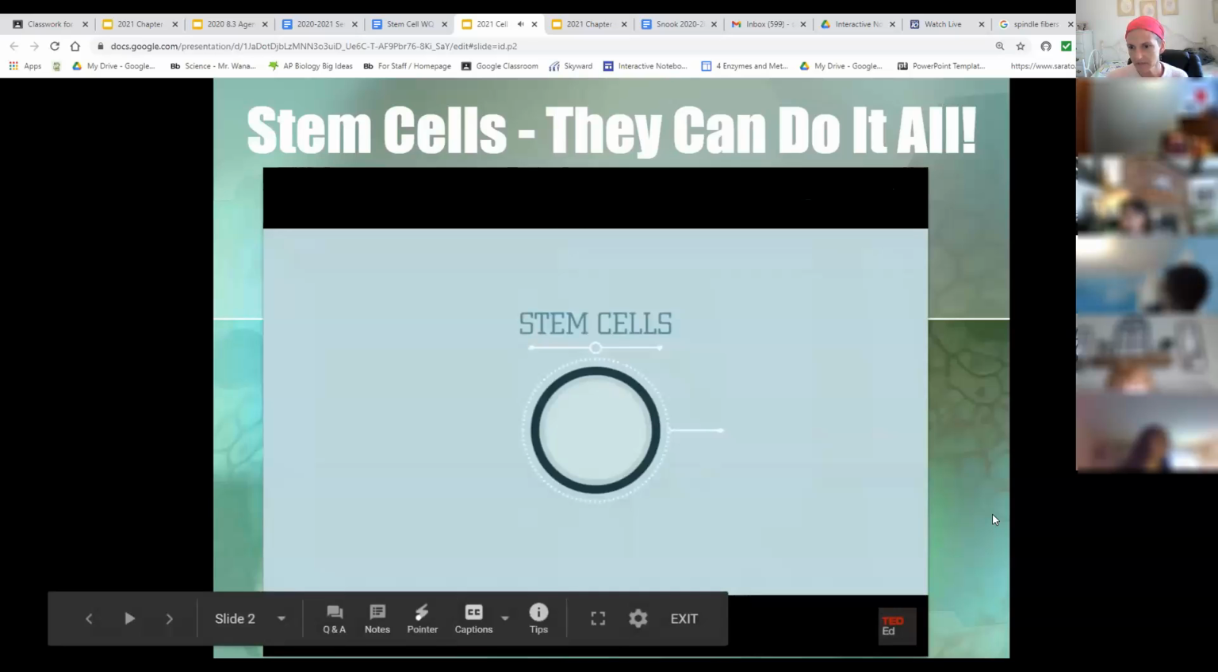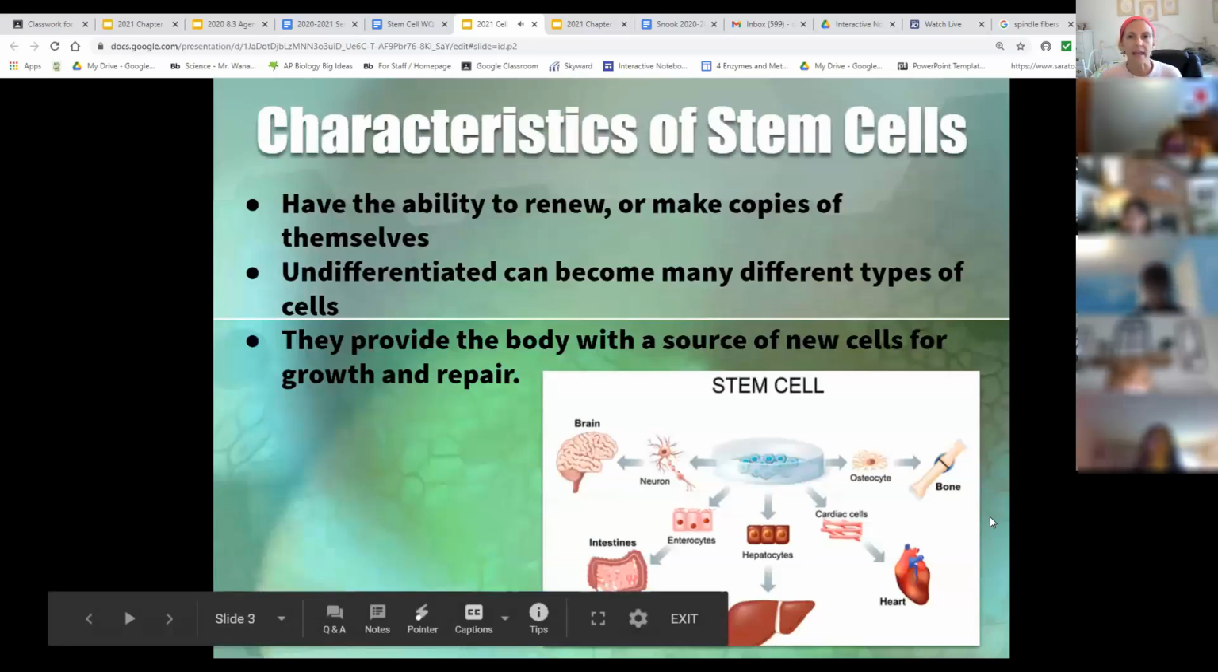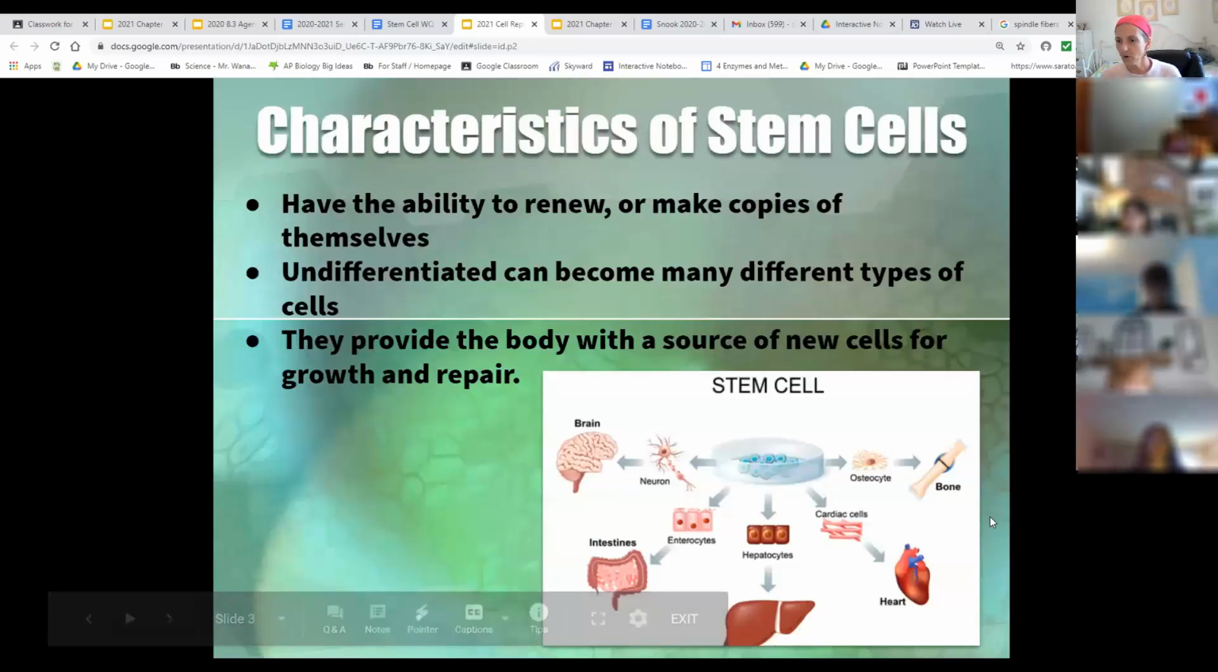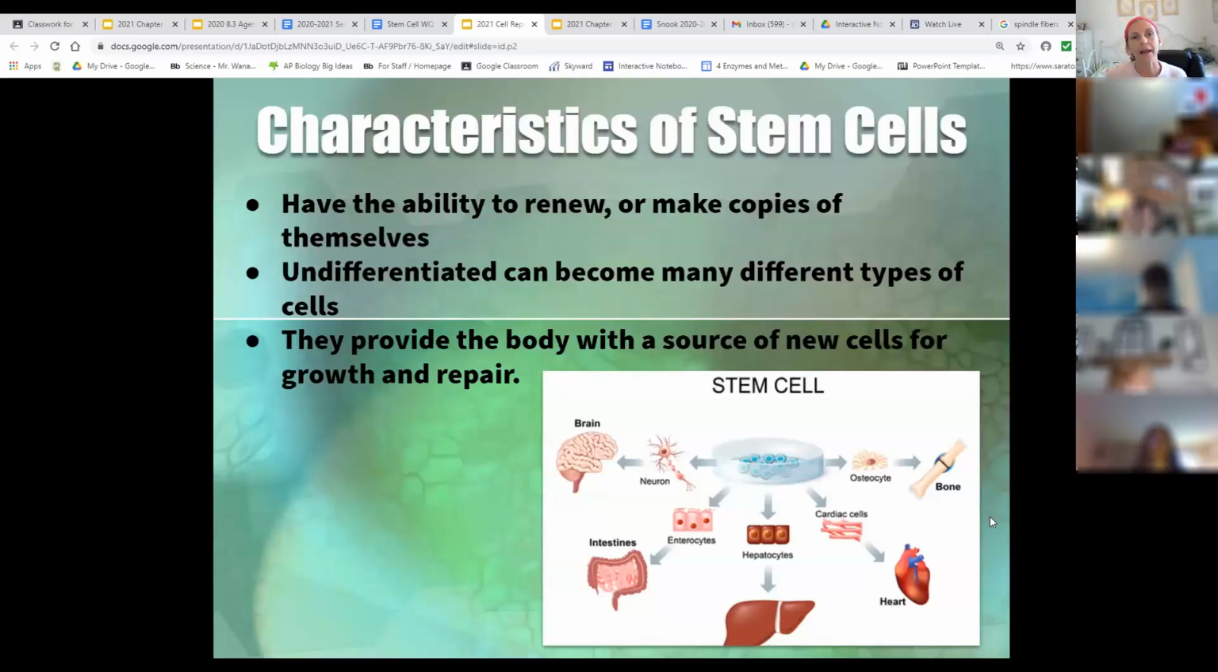Are cells that are undifferentiated. Okay, so basically, and this is your last question on the exam review packet, what is special about stem cells? They have the ability to renew or make copies of themselves, so they can make more stem cells that can become anything. They're undifferentiated, meaning they don't yet have a specific job, and so they can still do any type of job.